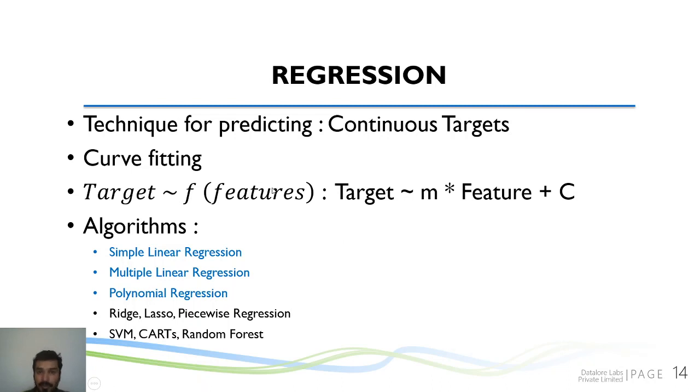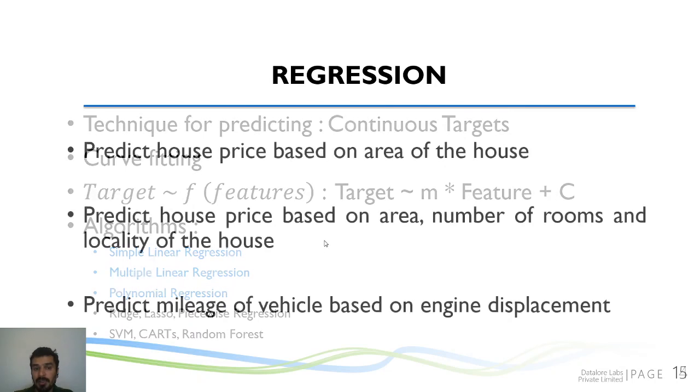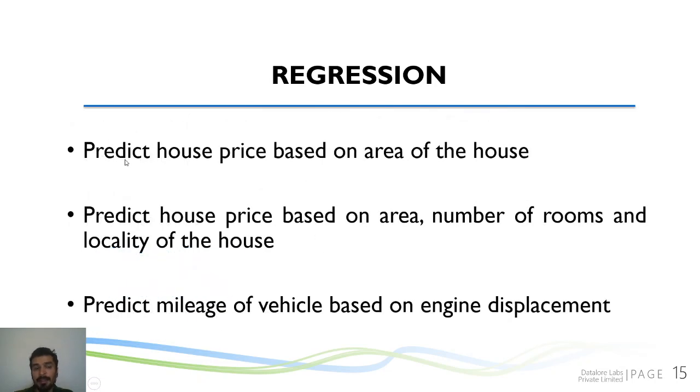There are different types of regression. You have simple linear regression, multiple linear regression, and polynomial regression. Many other regression types are also there. Basically, whenever you have a problem where you're trying to predict a continuous value target, you'll be using a regression algorithm. Some examples can be something like this. You can predict house price based on area of the house, as we saw in the earlier example.